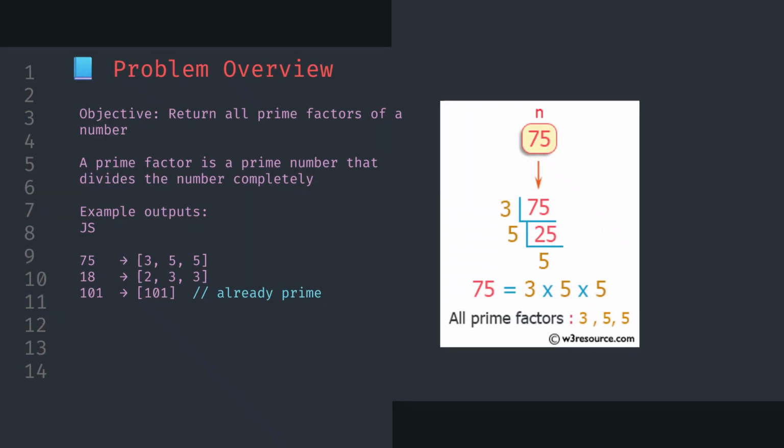The goal here is simple. Take a number and return all its prime factors. These are the smallest prime numbers that multiply to get the original number. If the number itself is already a prime, then it's the only factor. We'll write a function that does this cleanly using a loop and some math.